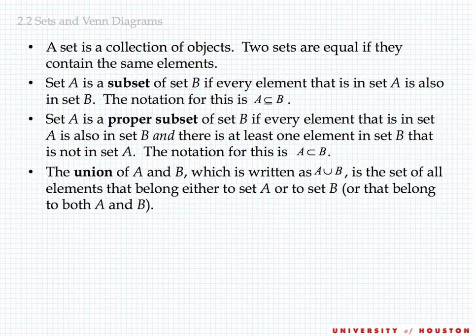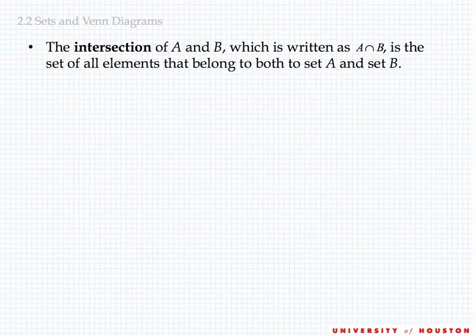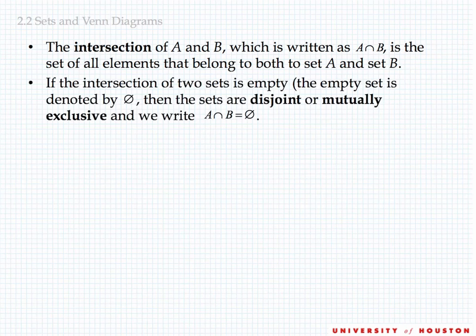The union of two sets, written A, U, B, is the set of all elements that belong to either set A or set B or both. The intersection, which is written A upside down U, B, is the set of all elements that belong strictly to both set A and set B. If the intersection of two sets is empty, the empty set is denoted with this symbol, and the sets are called disjoint or mutually exclusive.